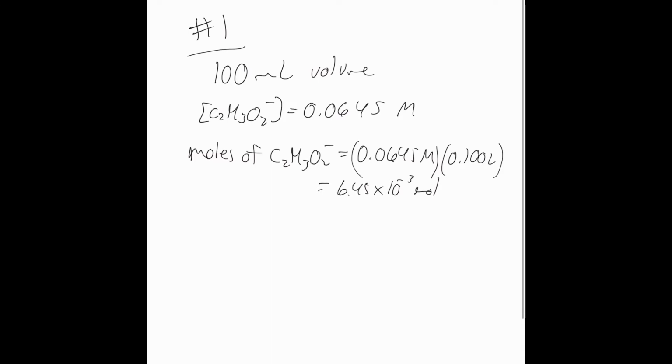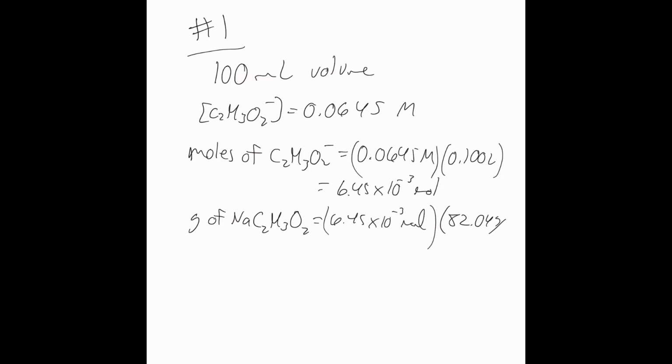So how many grams of sodium C2H3O2 do we need? Now notice that the ratio of sodium to acetate is 1:1. So for every 1 mole of sodium acetate, we get 1 acetate. Then that would be 6.45 times 10 to the minus 3 moles times the molar mass, which I've calculated to be 82.03 grams per mole. And so then we would need 0.529 grams of sodium acetate. Okay, that's our first part.